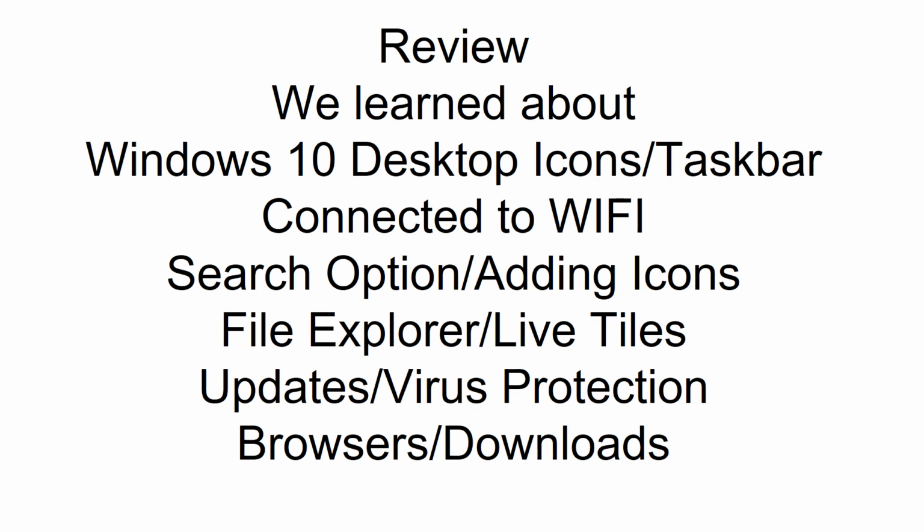So here's a review of what we have learned today. We learned about Windows 10 desktop icons and the taskbar. We learned how to connect to Wi-Fi. If you're not connected to a wired network, you can connect with a Wi-Fi network. So remember to click on that little Wi-Fi icon and connect to your home network, your work network, possibly a free network out in the world at a hotel, a restaurant, a library, wherever you're at.